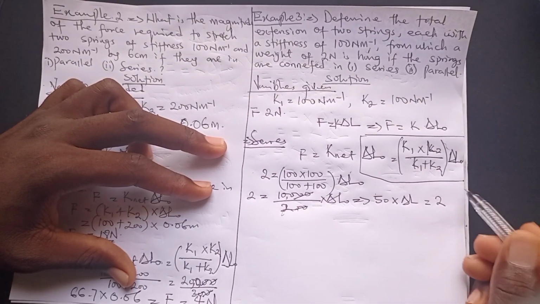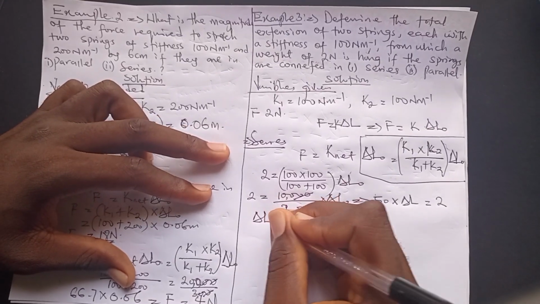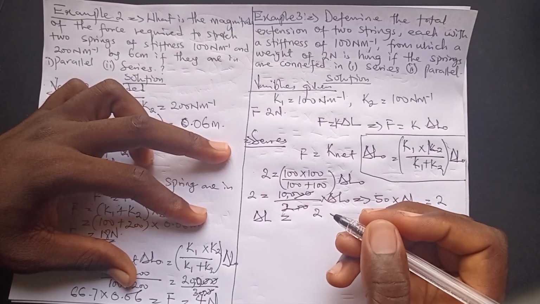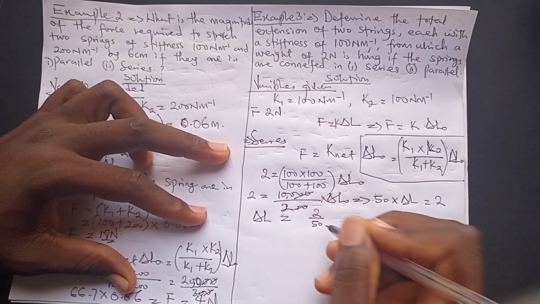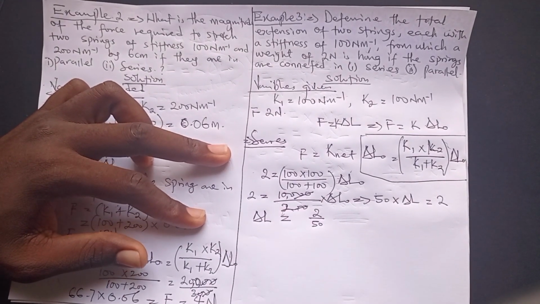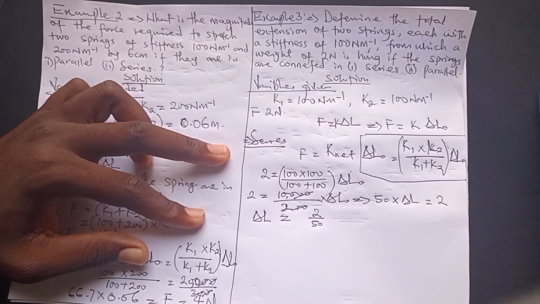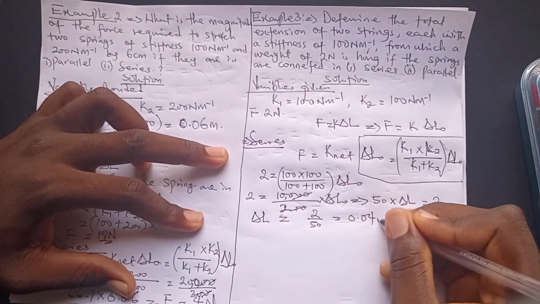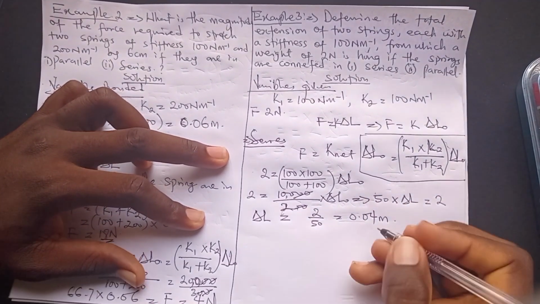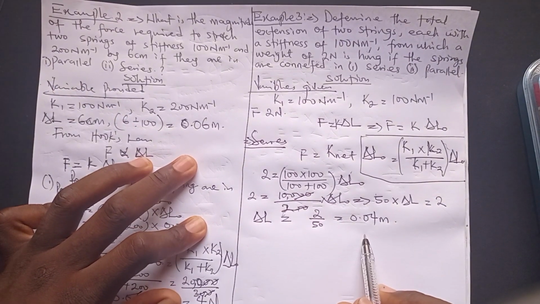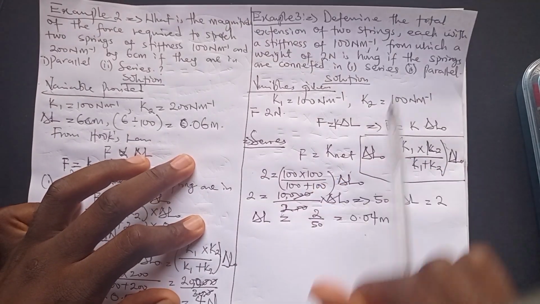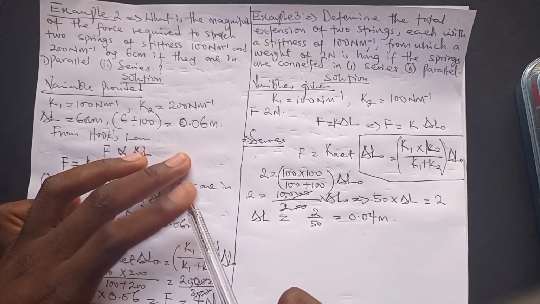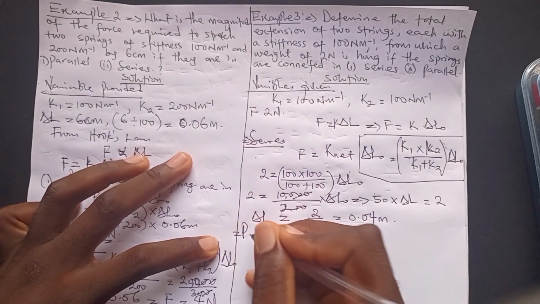Now, if we take 50 to the other side of the equation, we can say that the total extension when they are in series is equal to 2 divided by 50. So we have 2 divided by 50 to be 0.04 meters. So this is the total extension when the springs are connected in series.